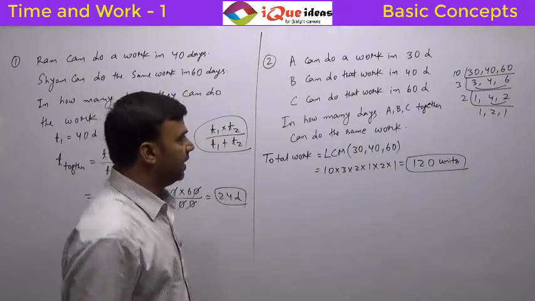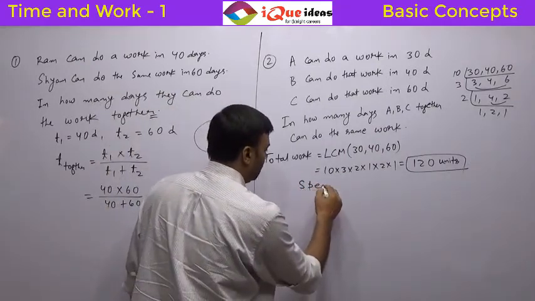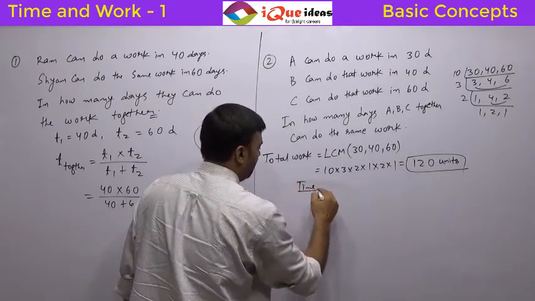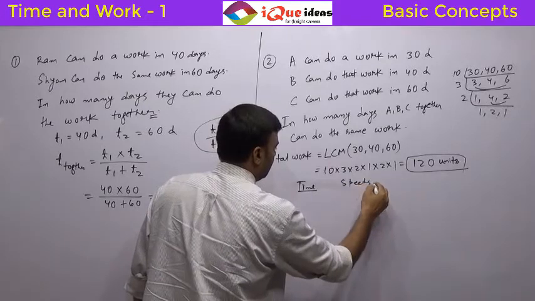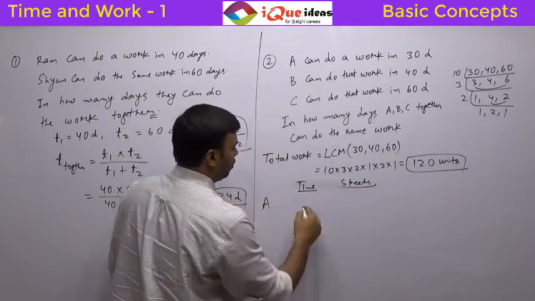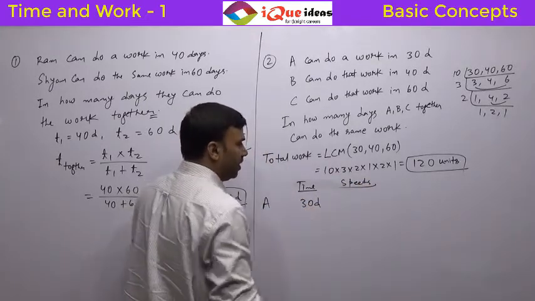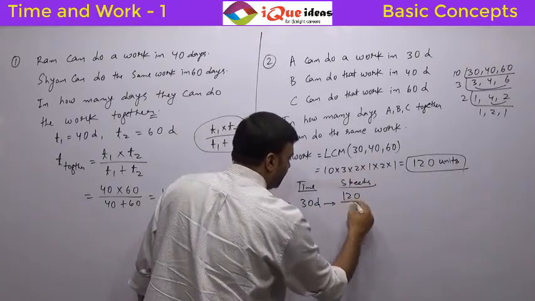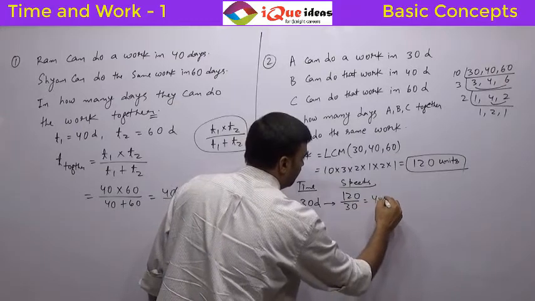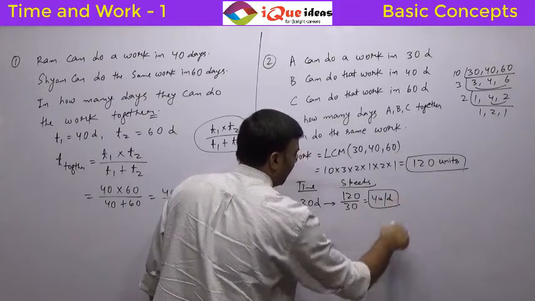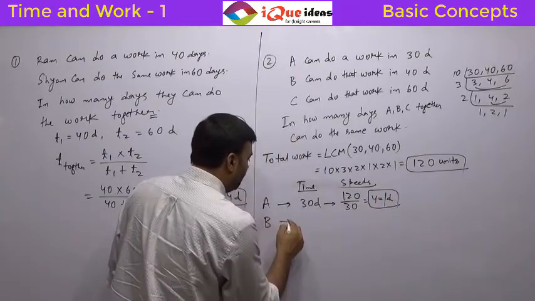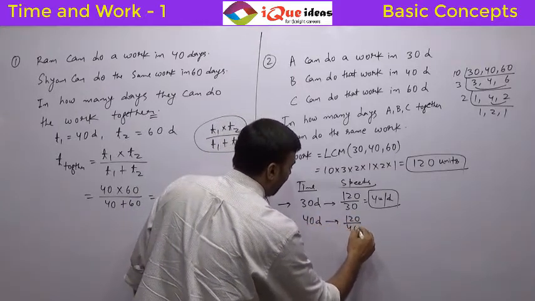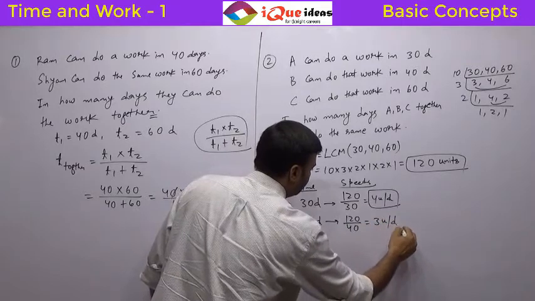Now what does it tell us? It gives us the speeds. How? Let's see. Time and speeds. Time of A to do the whole work is 30 days. The whole work is 120 units, so the speed will be 120 divided by 30, that is 4 units per day. So speed of A is 4 units per day. Similarly B does the whole work in 40 days. Whole work is 120 units, so it is 120 by 40, that is 3 units per day.